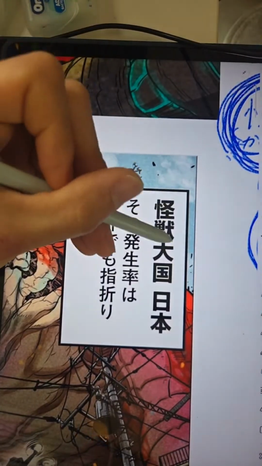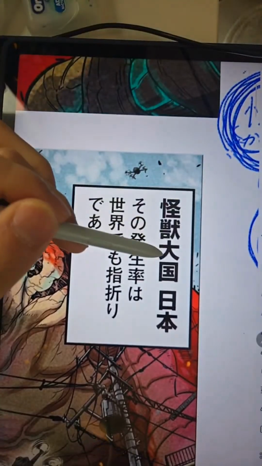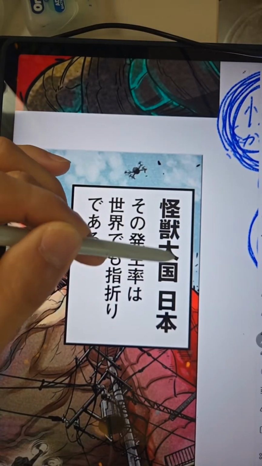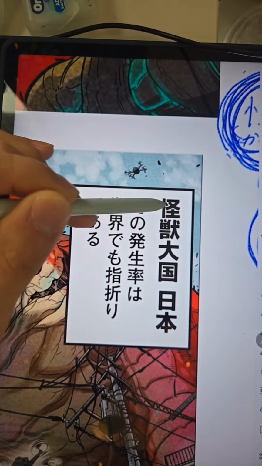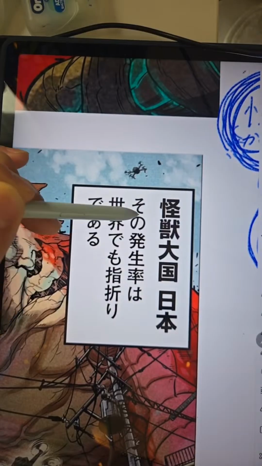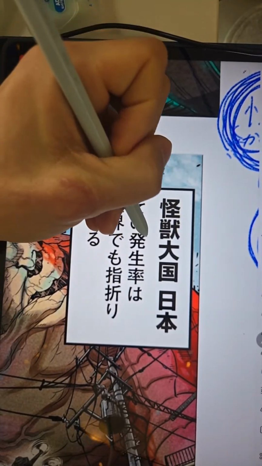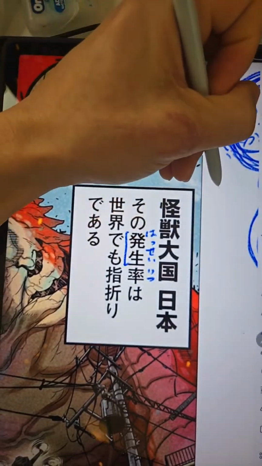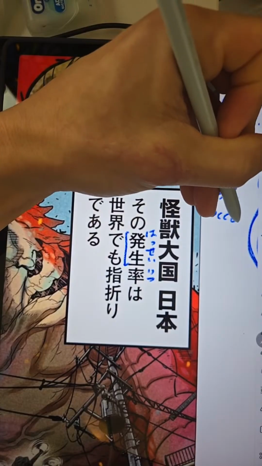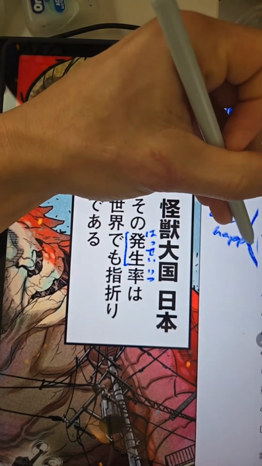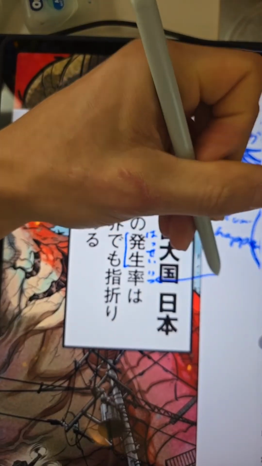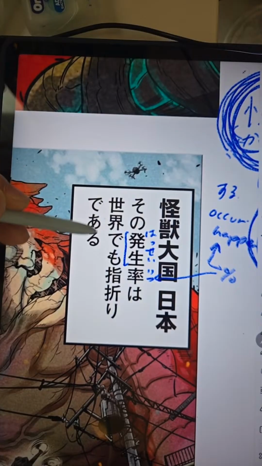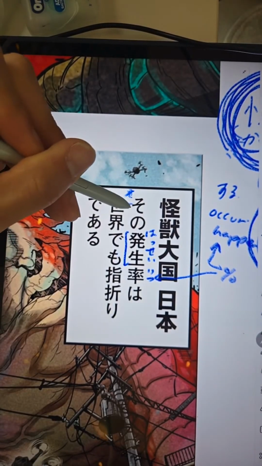Kaiju Taikoku. Tai, big country. So Taikoku, big country for kaiju, monsters. This basically means a country known for lots of monsters, which is how you can translate Nihon. その発生率。発生, this first kanji, 発生する means to occur, to happen. 率 is basically percentage, the rate of occurrence. は世界でも指折りである。世界, in the world. Even in the world.